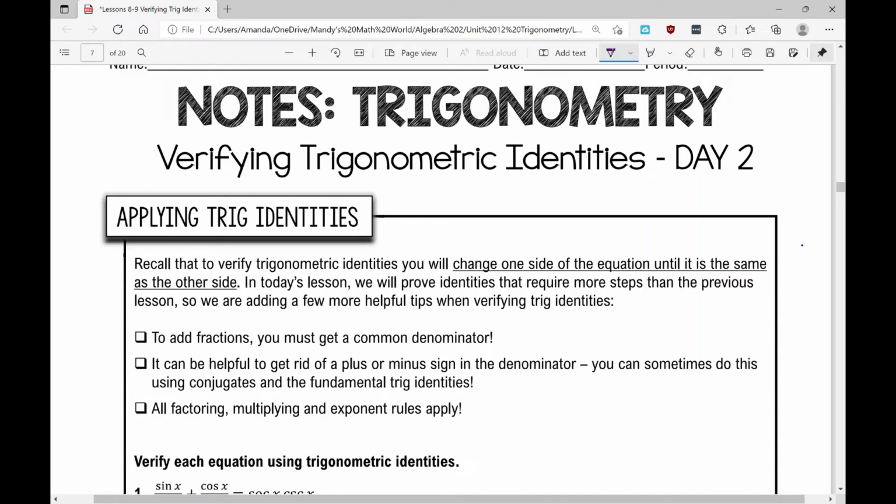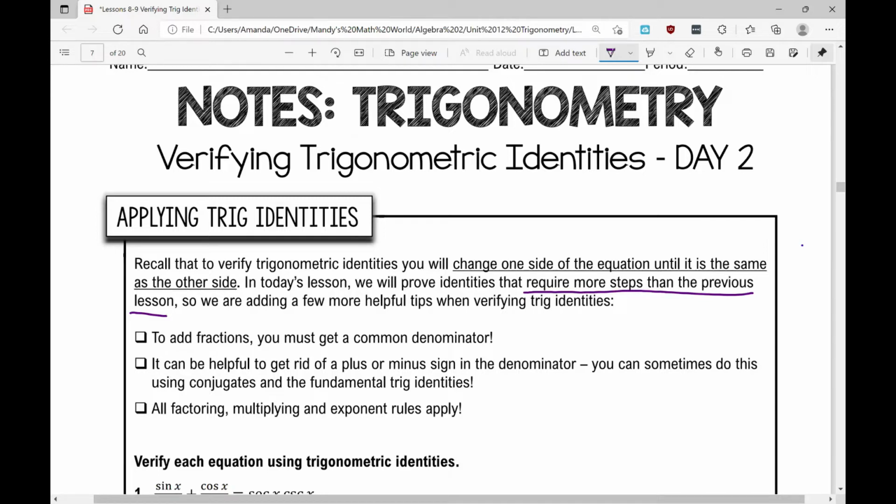Let's get started on your day 2 notes over verifying trigonometric identities. So in today's lesson, we're going to prove identities that require more steps than the previous lesson. So we're adding a few more helpful tips when verifying trig identities.